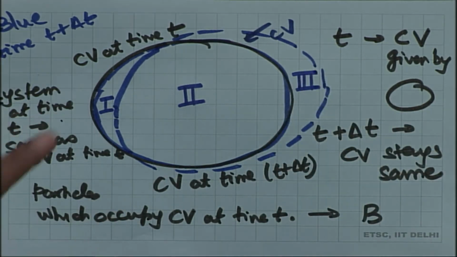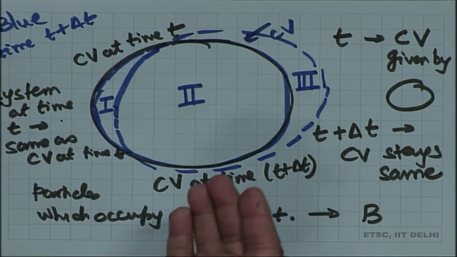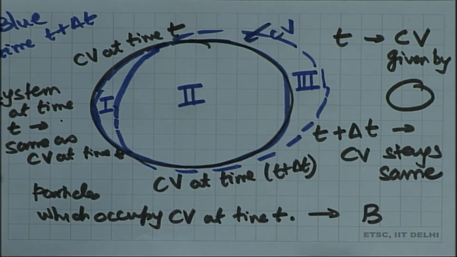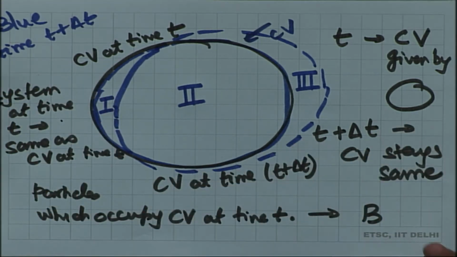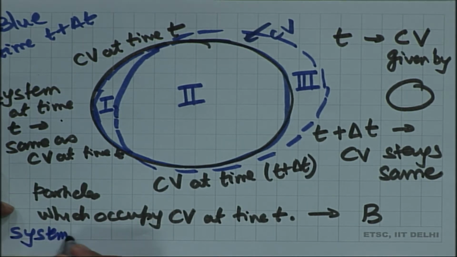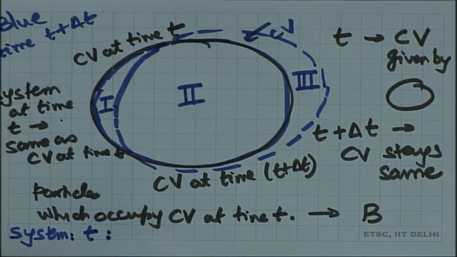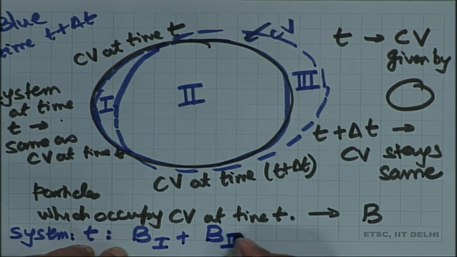2 represents the common region, 1 represents that part of the system which has now entered the control volume, but it was not there. So, 1 was the system. What was the system? Let us now, looking at this picture, let us try to write what is the system at time t. At time t, the system and the control volume are the same. So, system will consist of B1 plus B in 2. This is the system at time t.